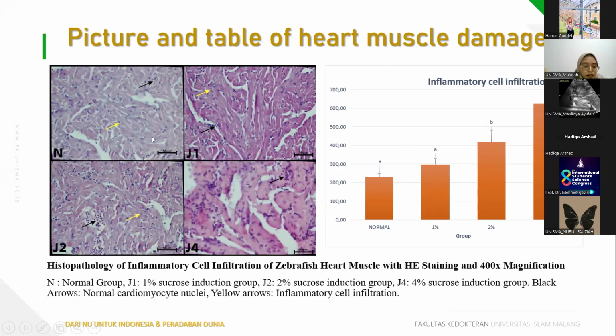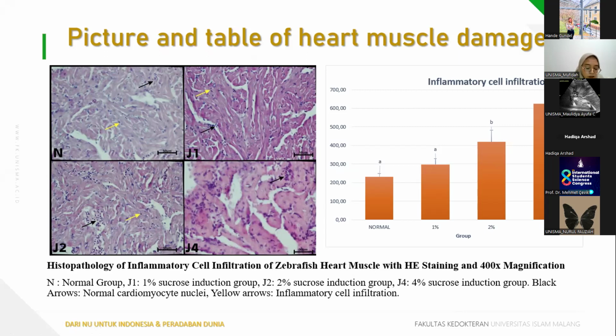In the picture, the description and normal groups, J1 is the 1% sucrose induction group, J2 the 2% sucrose induction group, and J4 is the 4% sucrose induction group. In the picture, the black arrow is normal cardiomyocyte nuclei and the yellow arrow is inflammatory cell infiltration. Based on the diagram, statistically 1%, 2%, and 4% sucrose induction is significantly higher, causing inflammatory cell infiltration in zebrafish heart muscle.